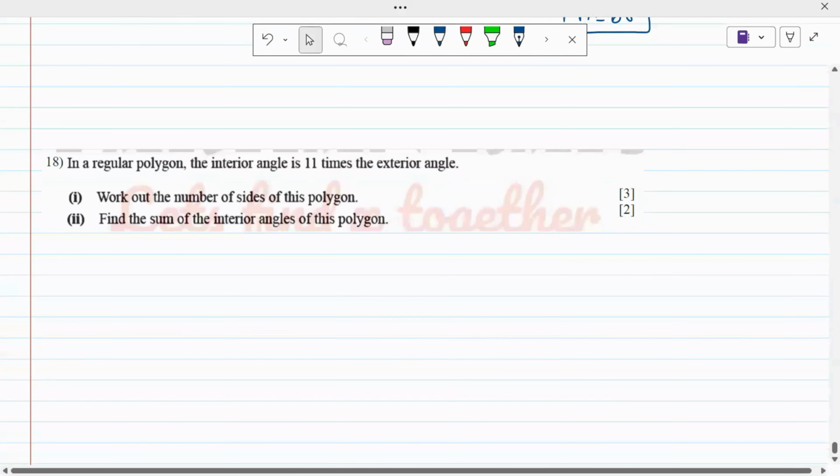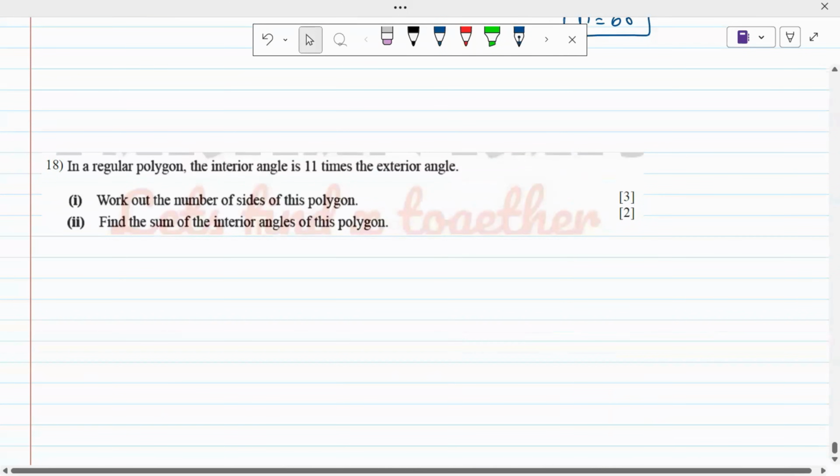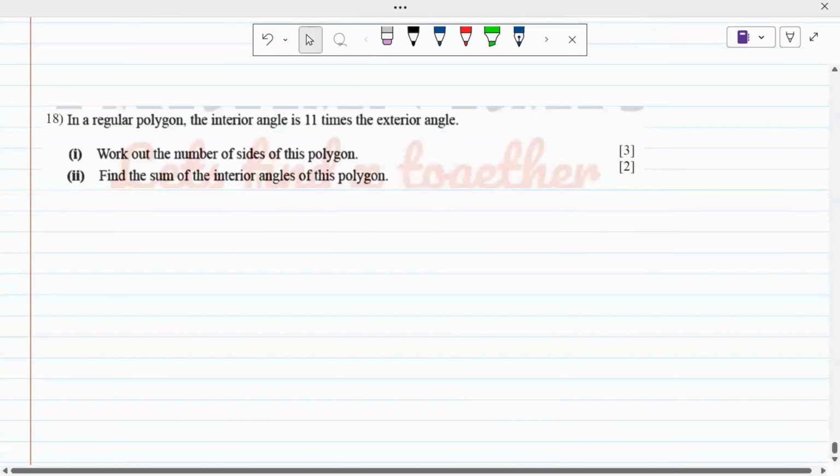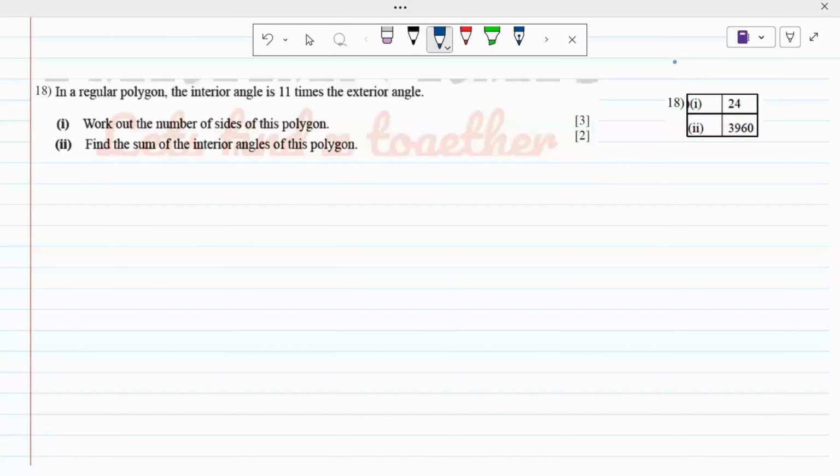We'll do one more question and we'll end the class. This is again a question taken from the past paper. So here again, I want you people to give it a try. Please solve this. Okay, the correct answers are for the first part 24, second part 3960.